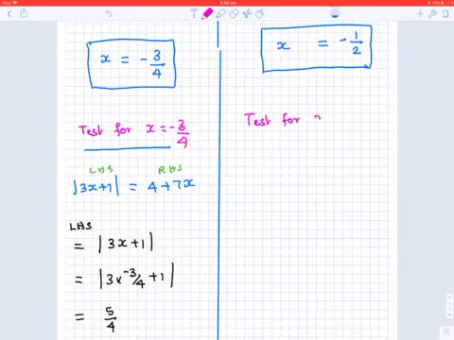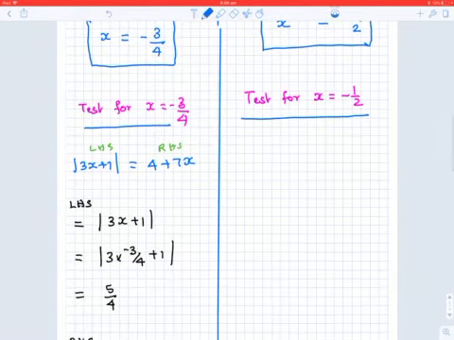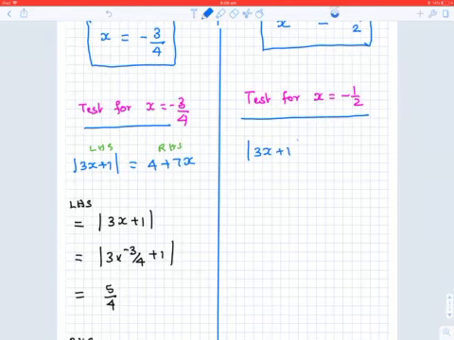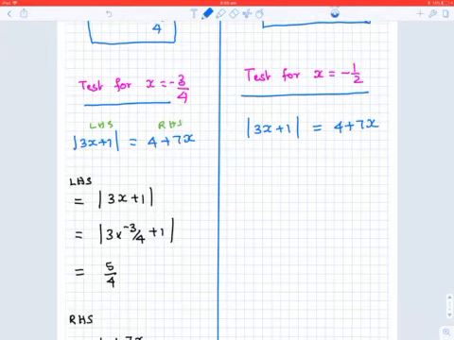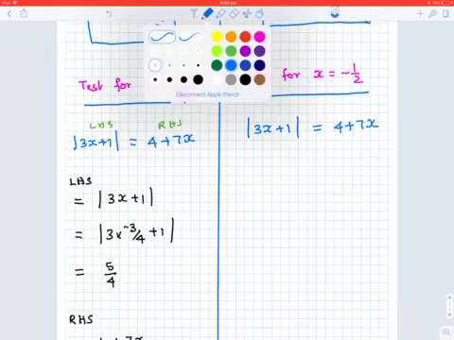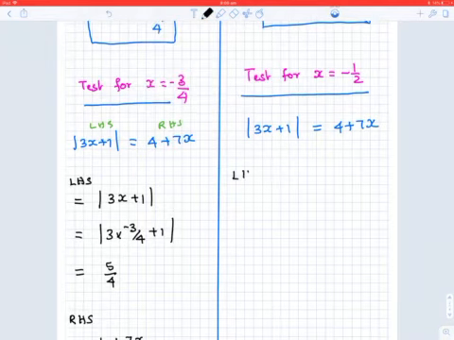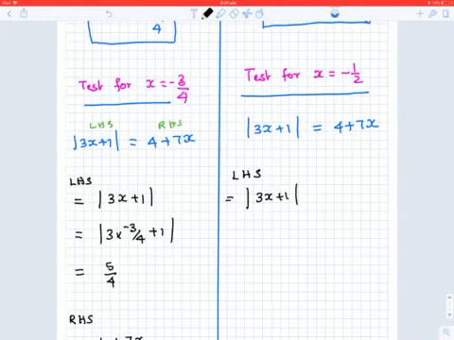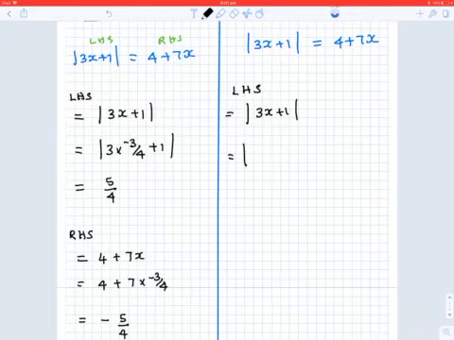Okay, let us check the other solution, the second one. So now we are doing the test for x equals minus half. The same thing, we write the equation first. The equation is absolute value 3x plus 1 equals 4 plus 7x. Now we know the left hand side and right hand side, we mentioned that already.